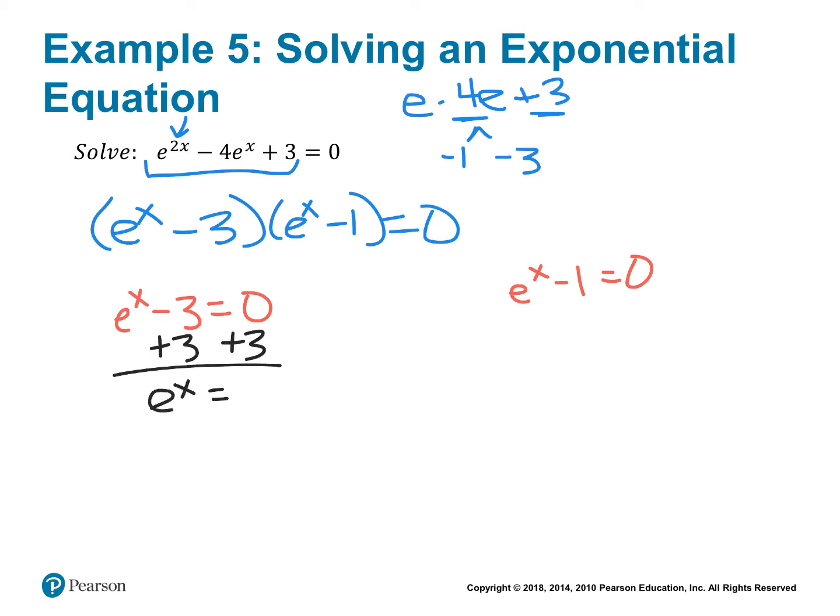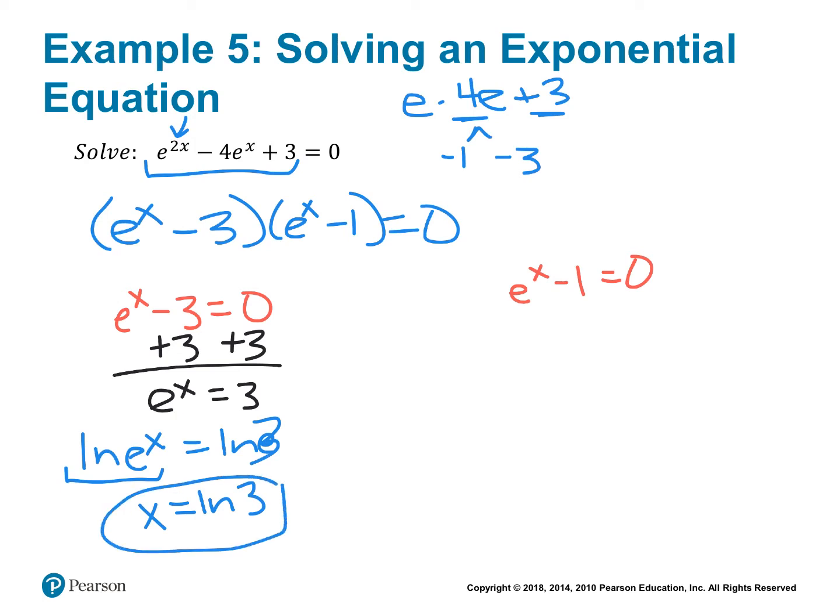We isolated the exponent. So now we can multiply both sides by the natural log. Okay, so we know the natural log of e to the x is just x. And then we'd have the natural log of, sorry, this should be a 3 right here. Natural log of 3. So there's one solution. And let's go ahead and solve the other one.